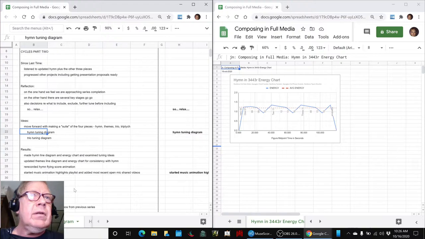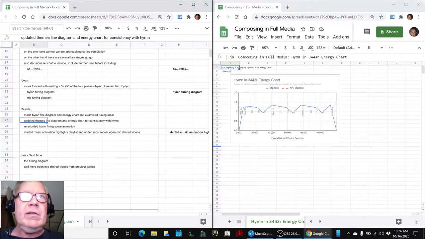We also tuned the themes energy diagram to make it consistent with how we were scoring and working with the two of these.